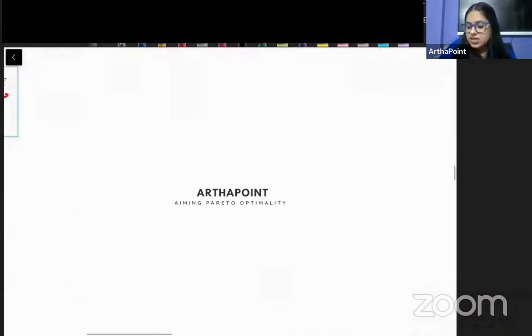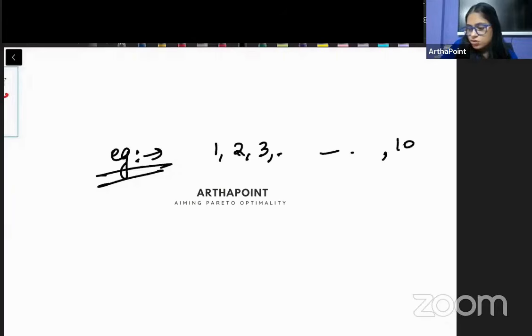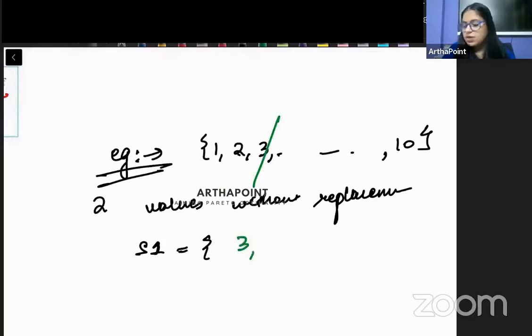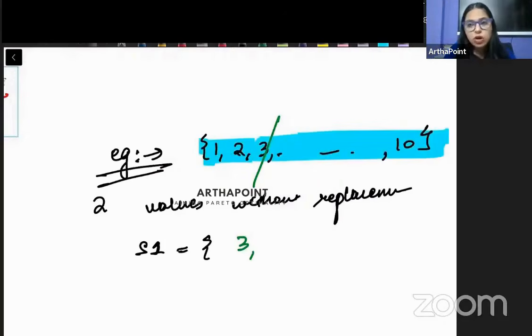Why beta? Let's take an example. So again, I am taking this population from 1 to 10, and I ask you, okay beta, choose 2 values but without replacement. So what does without replacement mean? Suppose beta you create a sample and you choose the first value to be 3, so the second value cannot be 3. The second value will be any of these remaining 9 values, but it will not be 3.